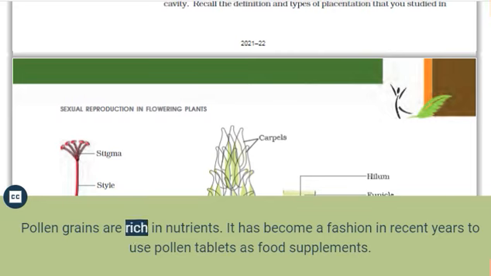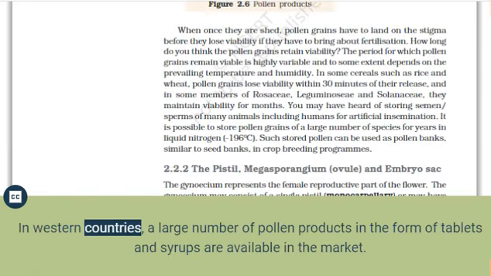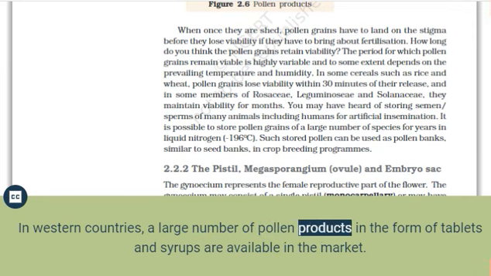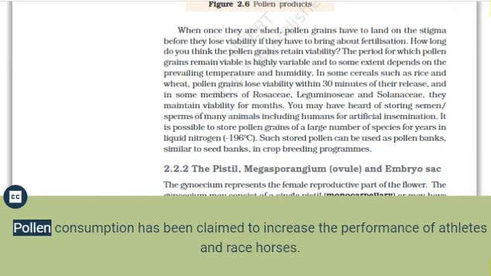Pollen grains are rich in nutrients. It has become a fashion in recent years to use pollen tablets as food supplements. In Western countries, a large number of pollen products in the form of tablets and syrups are available in the market. Pollen consumption has been claimed to increase the performance of athletes and race horses.